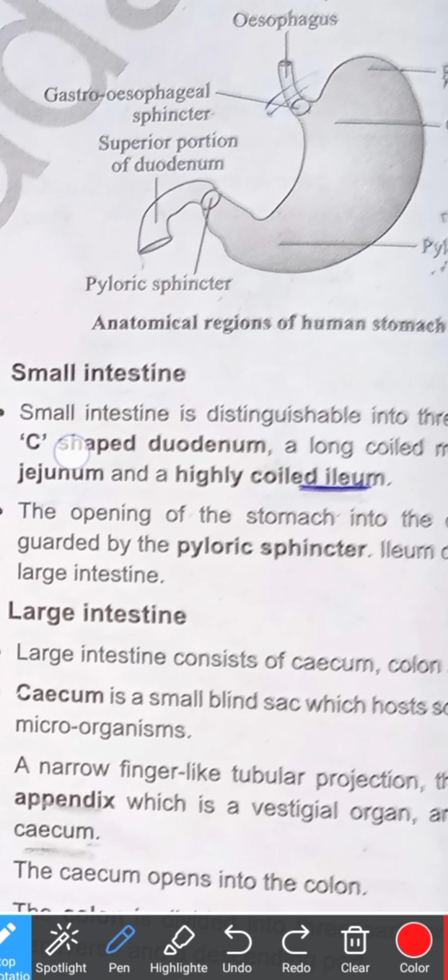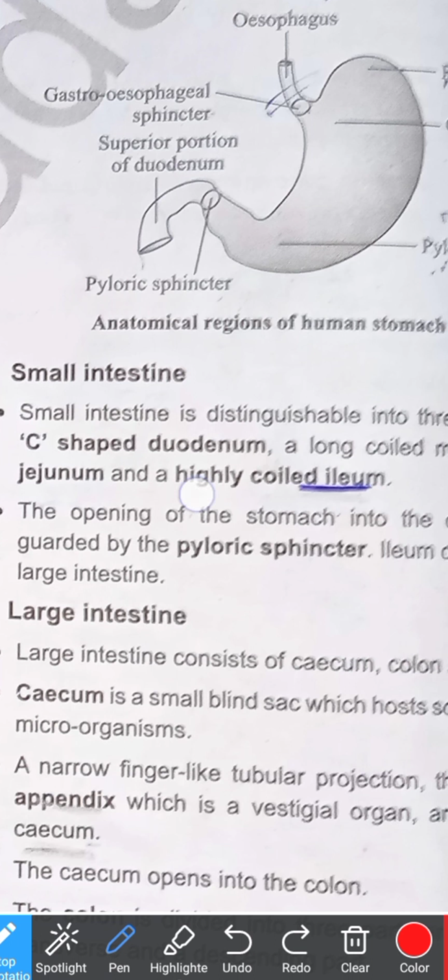First is the C-shaped duodenum. Then it will lead to the long, coiled middle part, the jejunum. Next, this is your previous year NEET question, the highly coiled ileum. They might ask you which of the following is a highly coiled structure in the GIT, that is, the gastrointestinal tract. So the highly coiled region is the ileum.